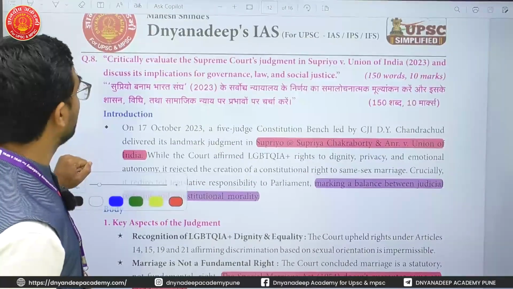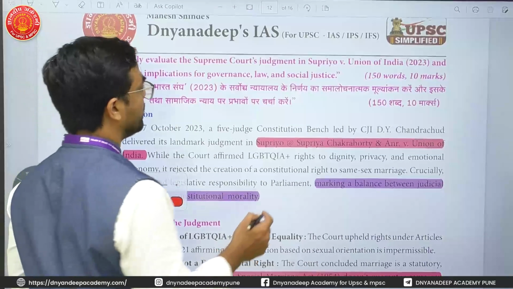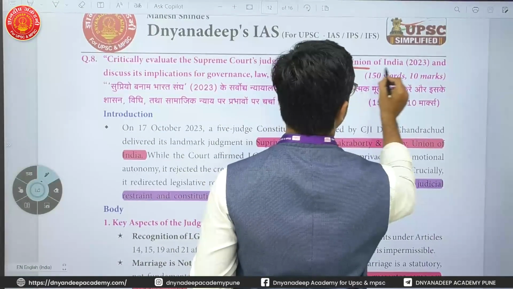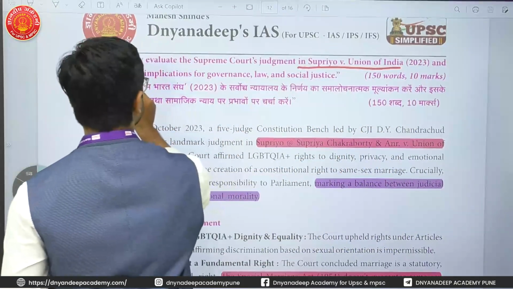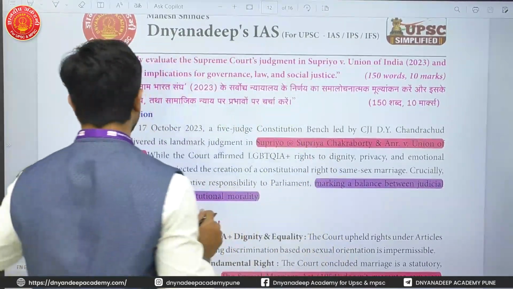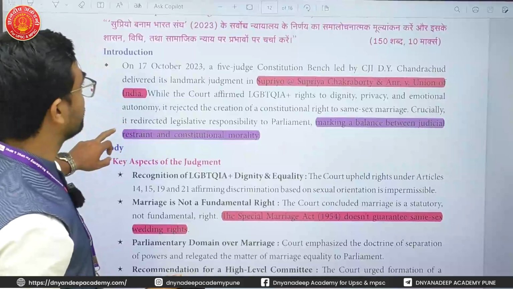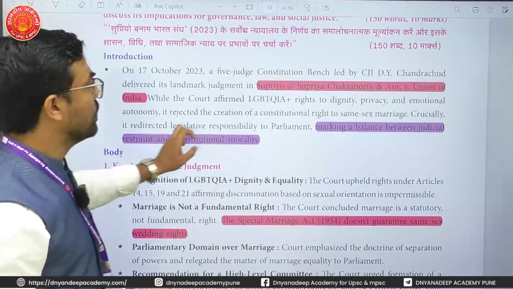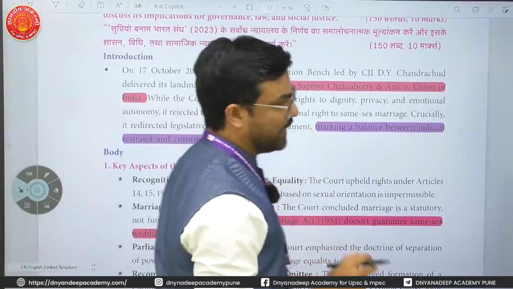So the question is: critically evaluate the Supreme Court judgment in Supriyo versus Union of India and discuss its implications for governance, law, and social justice. So basically, this question is about the Supreme Court judgment in Supriyo versus Union of India.